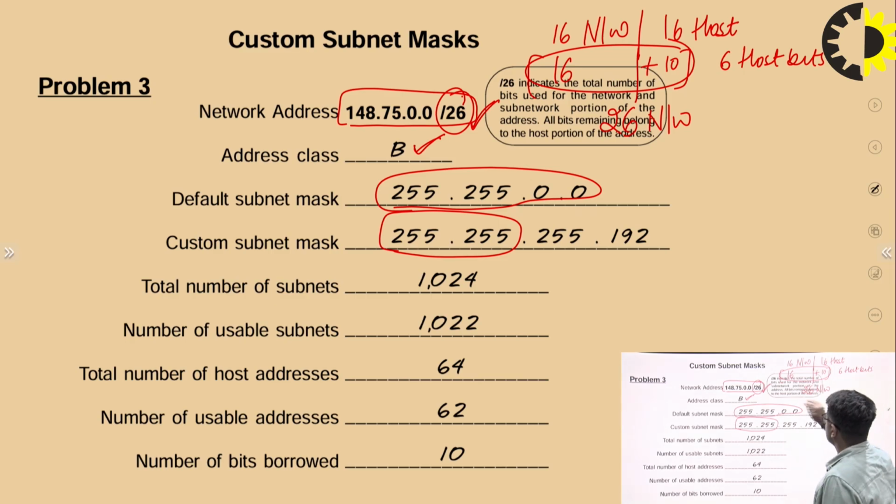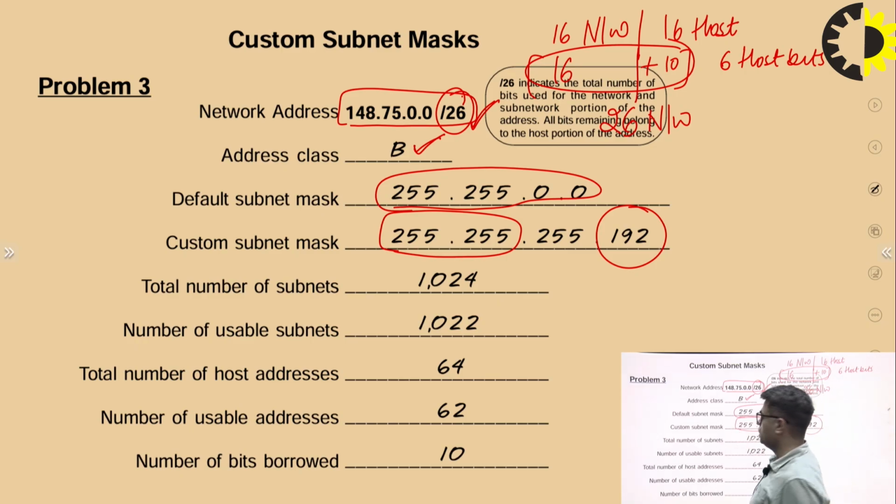So 8 plus 2, 10 bits are taken from here. So again, similar to the previous question, the default subnet mask gets changed to 192, and the rest of the things are exactly the same.